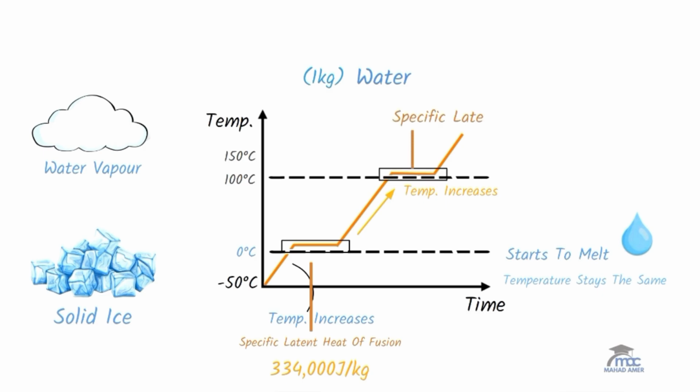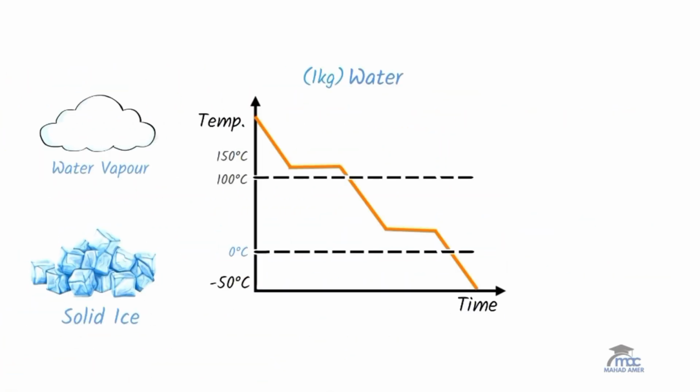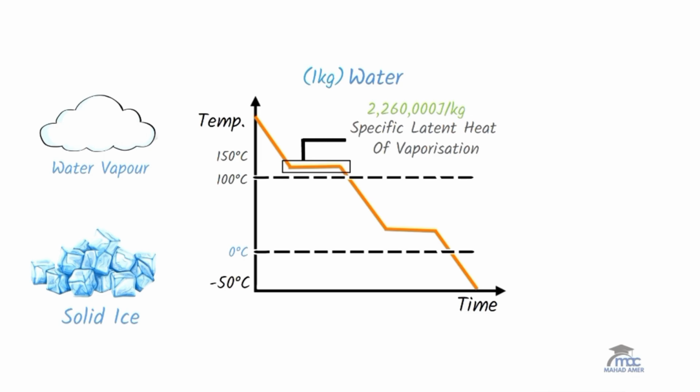Once this much energy has been provided though, and the ice has all melted into liquid water, the temperature will continue to increase all the way to 100 degrees, when the same process happens again. This time though, the energy required is the specific latent heat of vaporization, which is 2,260,000 joules per kilogram. And once the water has all boiled into water vapor, its temperature continues to increase like normal. Now remember kids, you don't need to memorize these figures, they will be provided to you in the exam if they are needed.